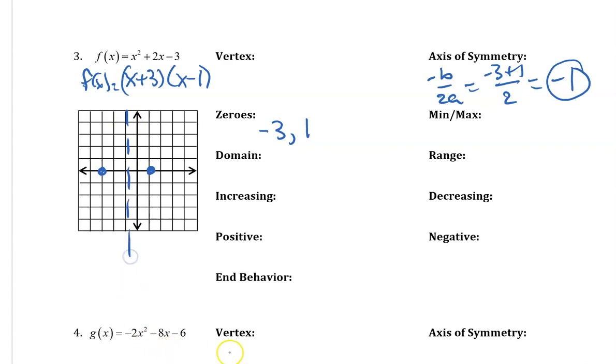What is our vertex? Well, we take our value of x at our axis of symmetry and plug it in. Negative 1 plus 3 times negative 1 minus 1. So 2 times negative 2 is negative 4. So it is the point negative 1, comma, negative 4. We'll go ahead and draw in our parabola.